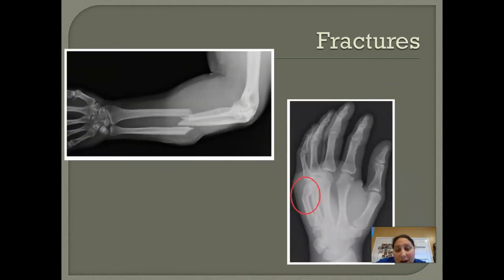Okay, we've got fractures, all kinds of fractures, right? So up top left is a radius and ulna fracture. You can see that there is a joint where there's not supposed to be a joint. Bottom right looks more like a Boxer's fracture, where it's the 5th metacarpal, and we end up having athletes with this.